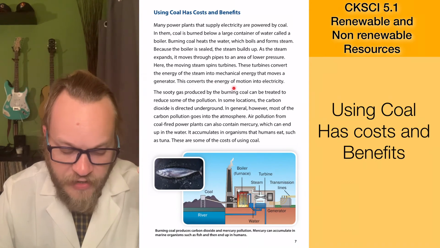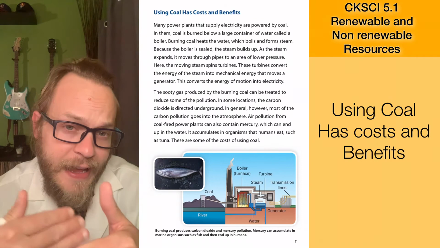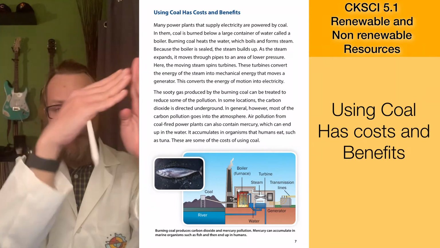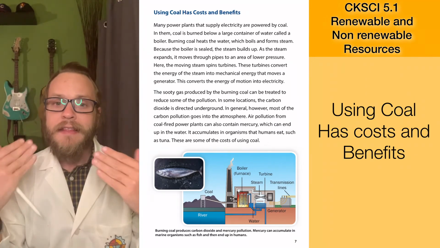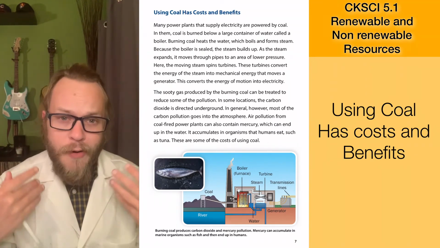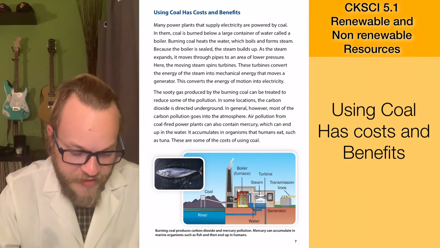This converts the energy of motion into electricity, turning that kinetic energy from the moving steam through the pipes, spinning the turbines, and that spinning turbine is connected to gears, which powers up and delivers electricity.